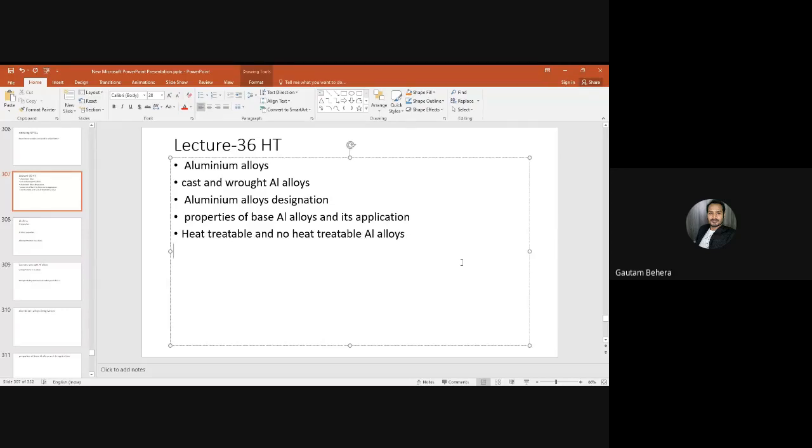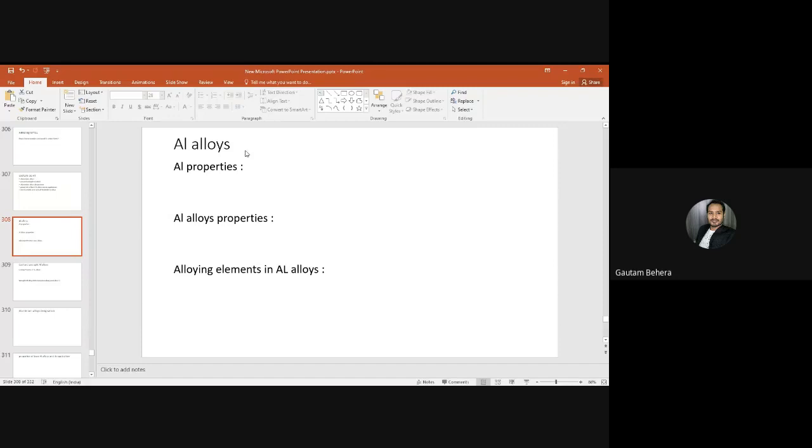Now, before going into that, we should know something about aluminum alloys. So, these are today's contents. You can see aluminum alloys, cast and wrought aluminum alloys, aluminum alloy designations, properties of base aluminum alloys and their application. And the last one, heat treatable and non-heat treatable aluminum alloys. Okay, so we'll start with aluminum alloys.